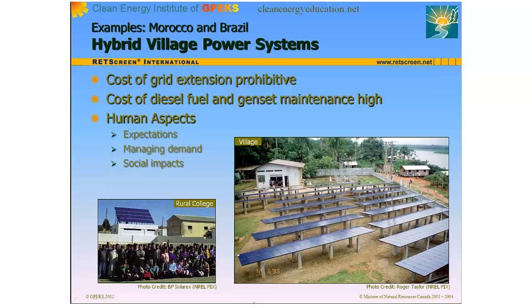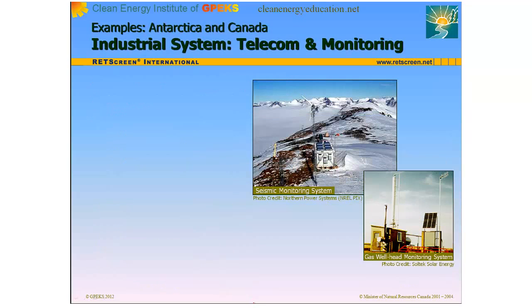The photo on the left of this slide shows the students of a rural college in Morocco standing in front of the array of their hybrid power system. The photo on the right shows the array of a power system for an isolated village in the Amazon of Brazil.